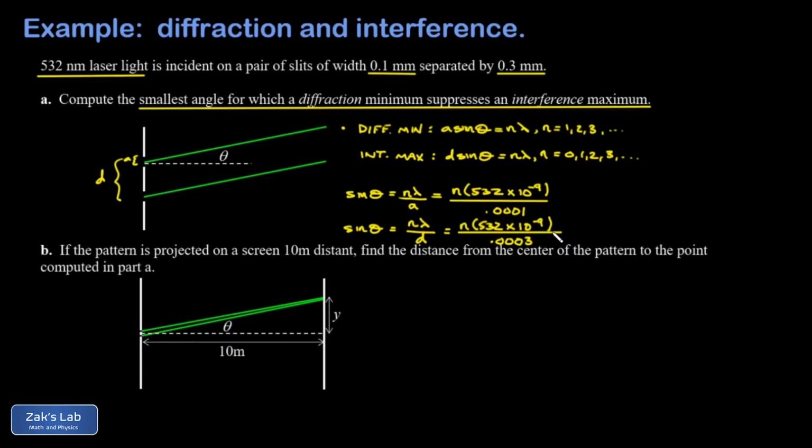Now the question is just, can I pick the n's for these two different formulas so that I make the angle pop out the same? And I quickly see that if I make the n for the diffraction 1, and I make the n for the interference 3, I'm going to end up with the same angle here because that 3 will cancel the 3 in the denominator in that second formula. So we actually got this to happen at the first diffraction minimum. So I know that I'm looking at the smallest angle where this is possible.